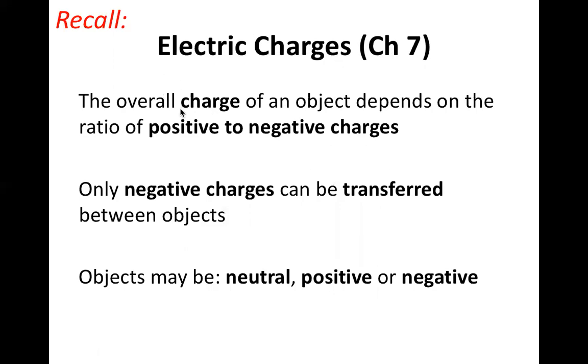In electric charges, we talked about how in the worksheet, there was talk about the positive and negative charges. The ratio of the positive and negative charges determine the overall charge of an object. So all matter is made out of atoms that have electrons and protons, and it's just a matter of whether you have a deficit or an excess of electrons. Only the negative charges could be transferred between objects. Objects may be neutral, positive, or negative.